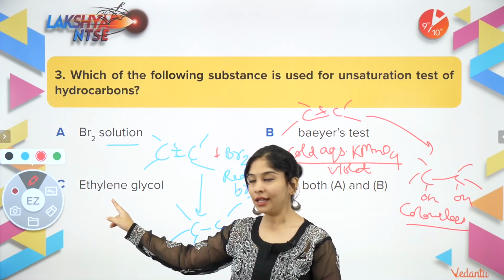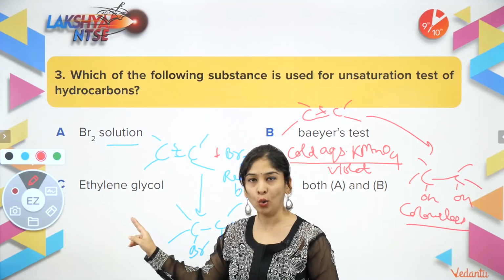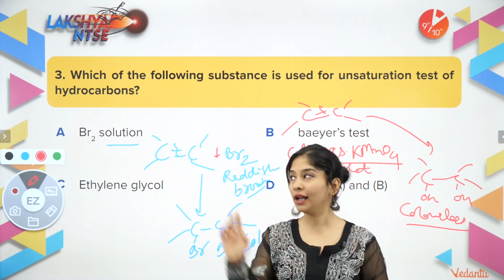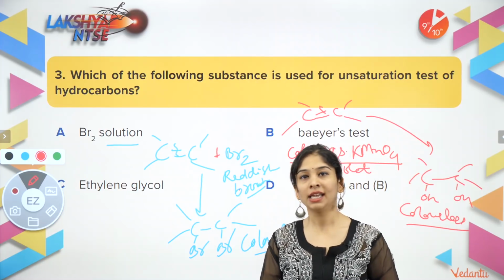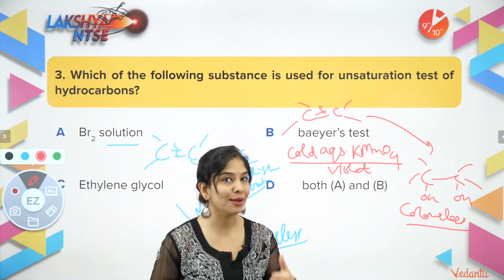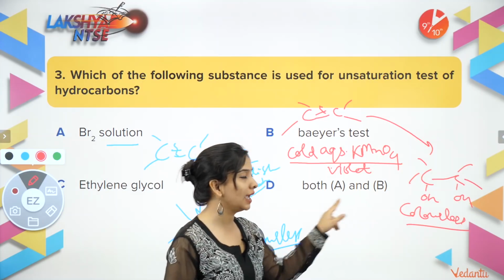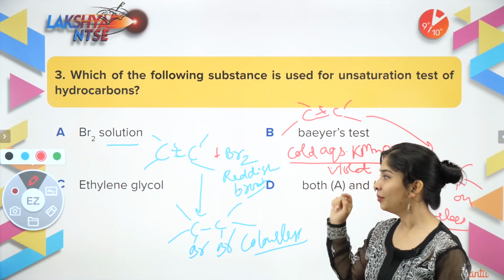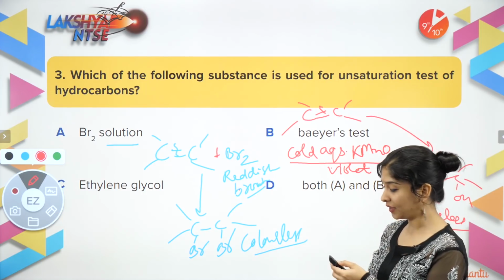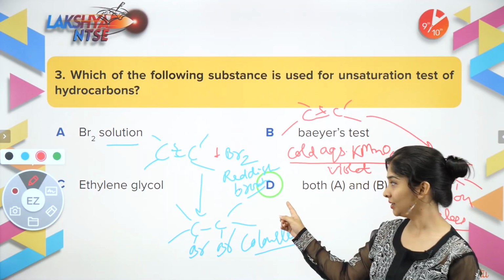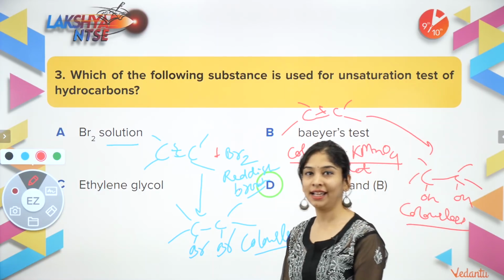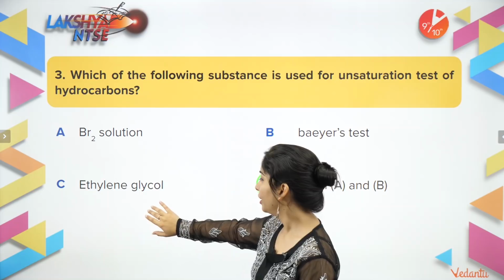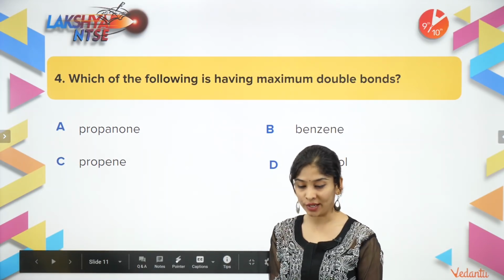Ethylene glycol is like 2 carbon with OH group. That is not the test. तो वो नहीं आएगा. ये दोनों important test हैं, यही answer है. मतलब answer क्या है? Both A and B. Answer is nothing but D. Obvious, clear? और नई चीजें सीखी? Awesome, very good. So let's move to next question.